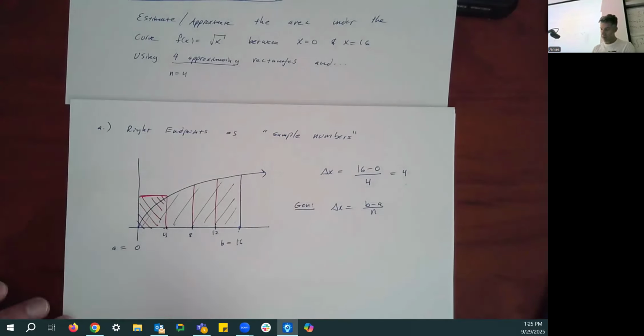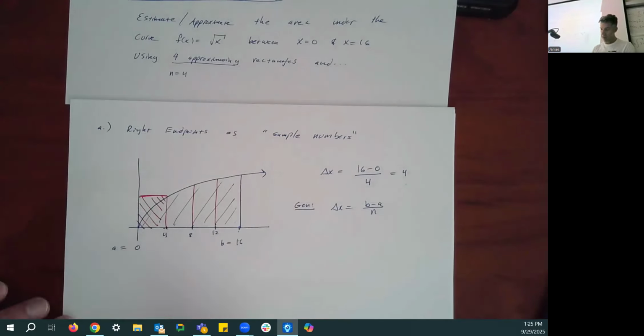Question. Are right endpoints always going to give us overestimates? Well, I would say the answer is no. More generally, I'd say the answer is yes if your function is increasing. So if your function is always getting bigger from left to right, then the rightmost point is always going to give you an overestimate. But if your function was getting smaller, the right endpoint wouldn't give you the overestimate. We'll look at another example in a minute where it's a decreasing function and the right endpoints actually give you the underestimate instead of the overestimate.